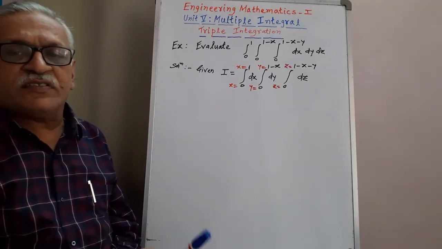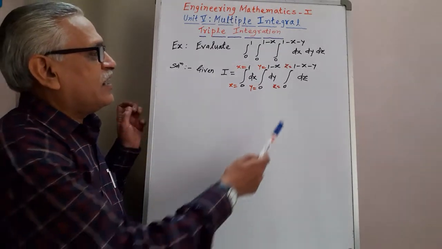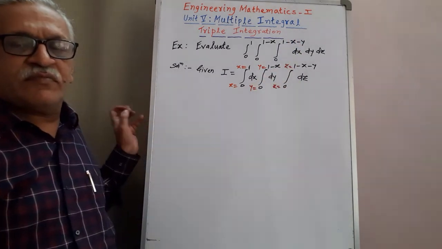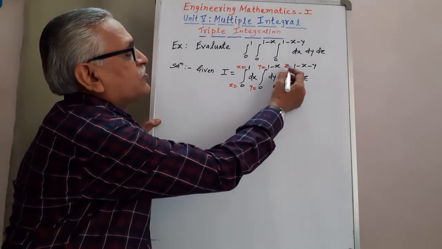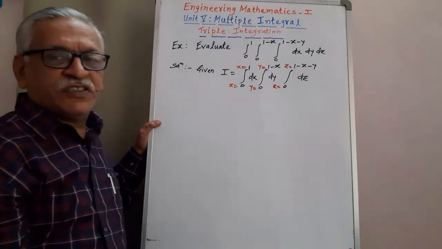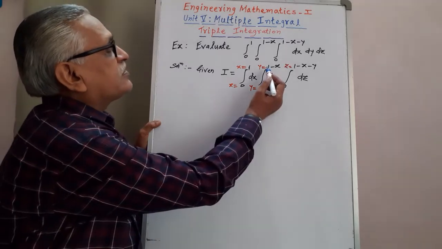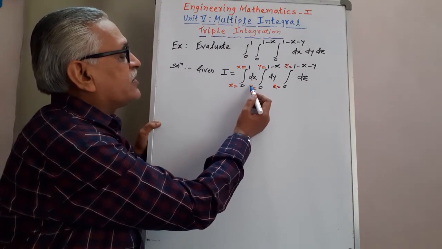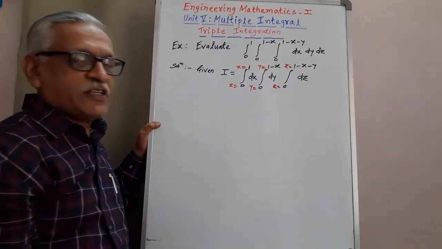Therefore, we have to observe the limits very carefully to decide the order in which we have to perform that triple integration. Here the inner integral in terms of x and y means it must be for z, and therefore I have written here the limit from z equal to 0 to z equal to 1 minus x minus y. Means we have to first integrate it with respect to z. Then remaining are two variables x and y. The second integral is in terms of x, means it must be for y. Therefore I have written here y equal to 0 to y equal to 1 minus x, means we have to integrate it with respect to y.